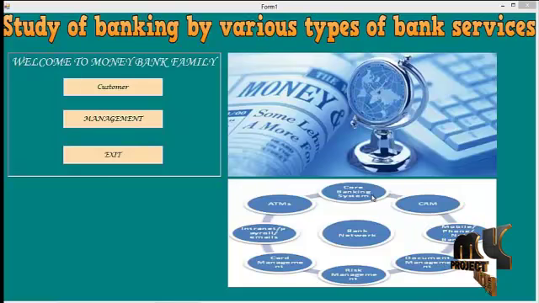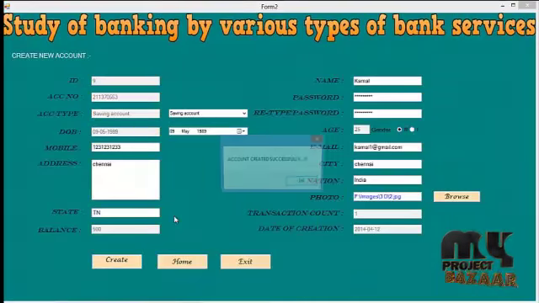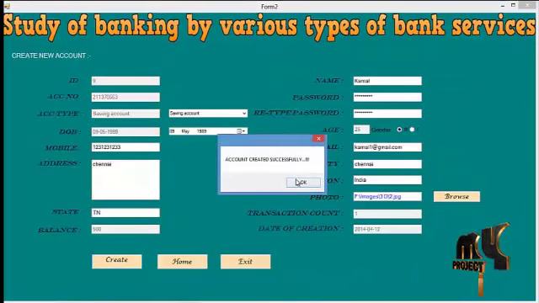This is the home screen of our project. Here it will be classified into two sectors: one is customers and another is management people. The customer sector will be carried out by customers, and the management sector will be carried out by the management people. Let's proceed with the customer; they can do the banking as well as create a new account. Here the account is successfully created.